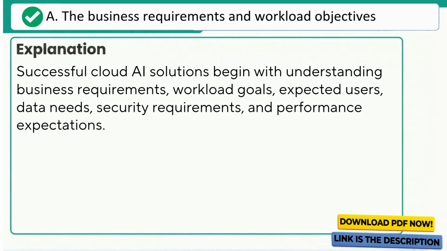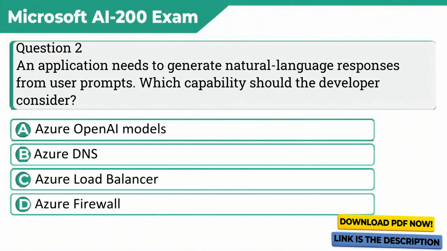Question 2. An application needs to generate natural language responses from user prompts. Which capability should the developer consider? A. Azure OpenAI models. B. Azure DNS. C. Azure Load Balancer. D. Azure Firewall.